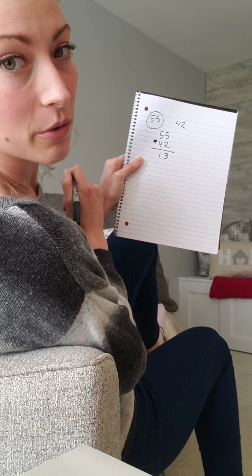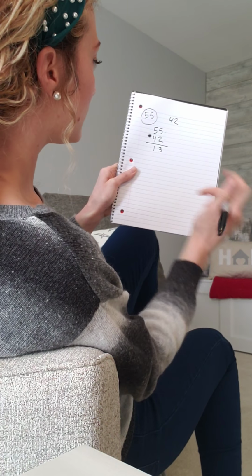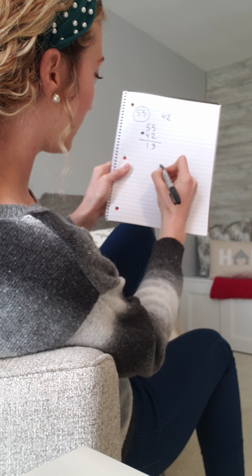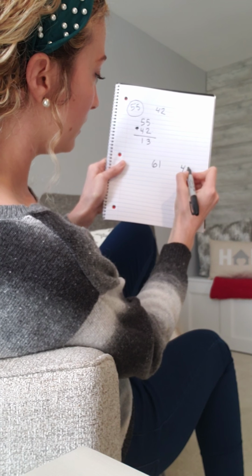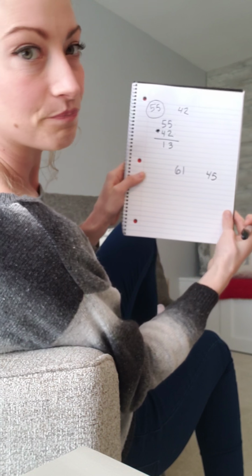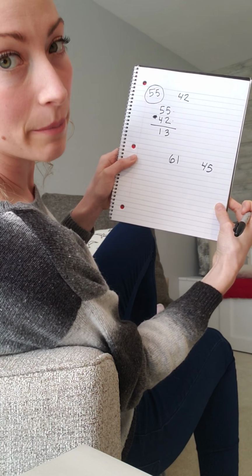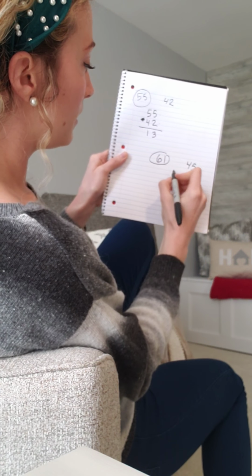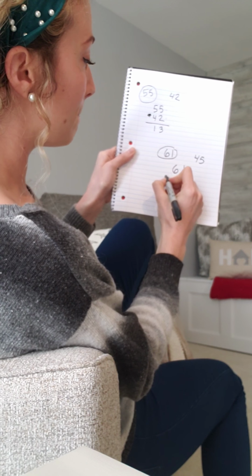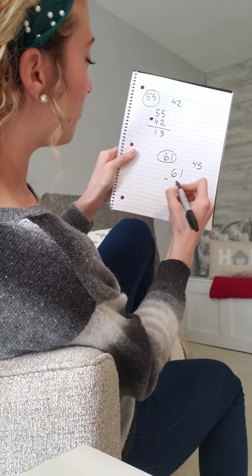So we're going to do another one. I'm going to pick two numbers. I'm going to pick 61 and 45. So which one is my bigger number? Because that has to go on top. 61 is bigger. So 61 minus 45.